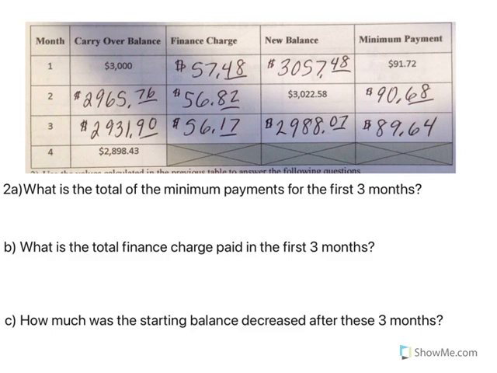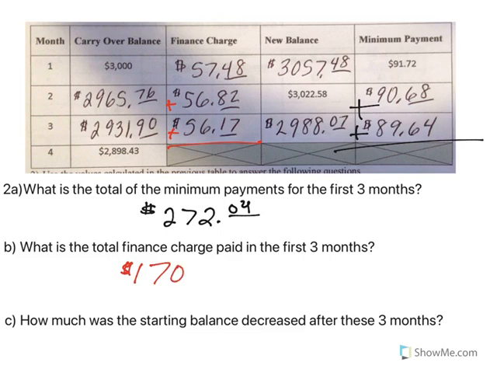So we add $91.72 plus $90.68 plus $89.64. And that gives me $272.04. What's the total finance charges? So $57.48 plus $56.82 plus $56.17 gives me $170.47.